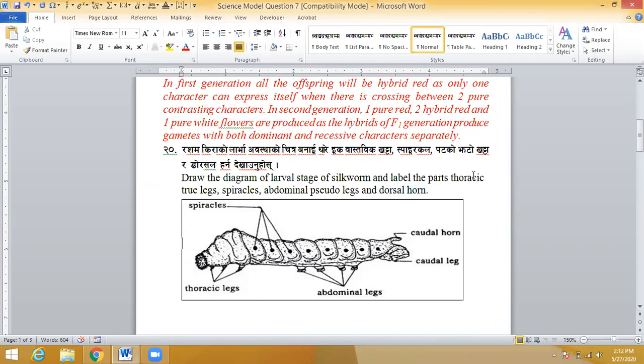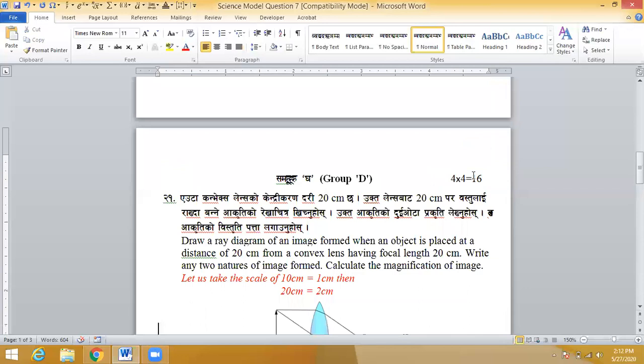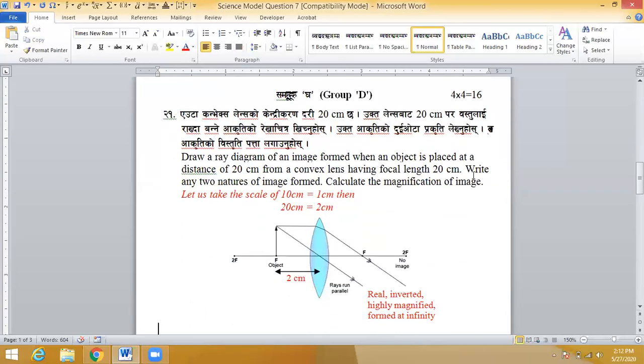So now let's go for question number 21. In question number 21, the question is from Optics for 4 marks. The question is, draw a ray diagram of an image formed when an object is placed at a distance of 20 cm from a convex lens having focal length 20 cm.